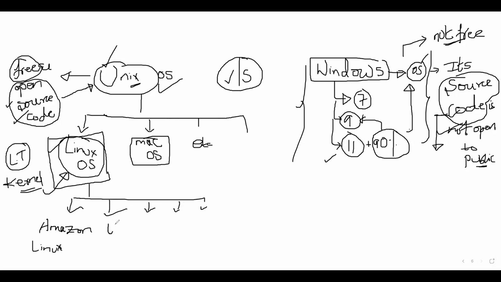Okay, Amazon Linux, Ubuntu, CentOS from the community. Okay, a group of community people. The group of community, they came together to develop the operating system. Right, we are going to CentOS.